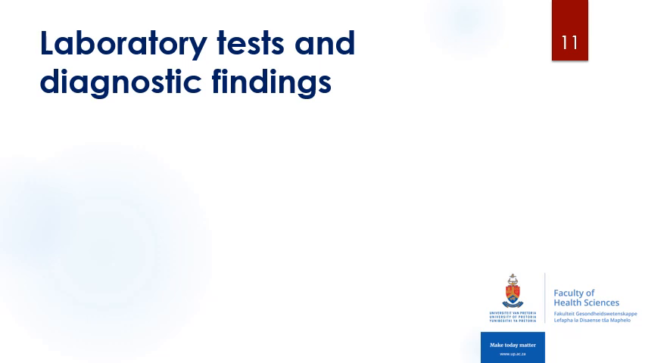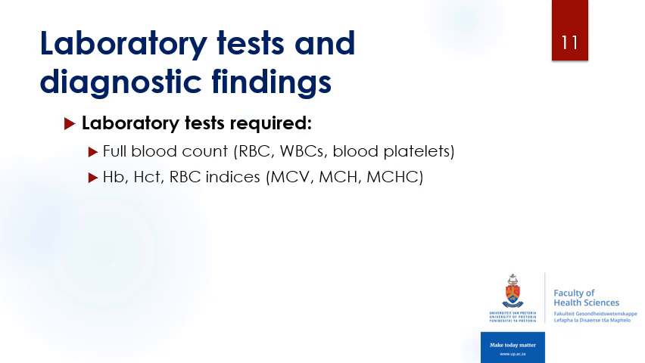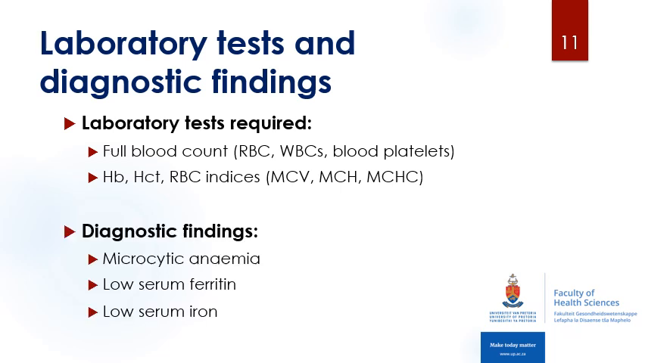There are several laboratory tests that can be done for anemia. You can do a full blood count, you can measure hemoglobin and hematocrit, as well as your red blood cell indices, and this can give an indication if one has iron deficiency anemia. As mentioned in the previous slide, microcytes can also indicate iron deficiency. Low levels of ferritin and obviously low levels of iron in the blood would also indicate a deficiency in iron.